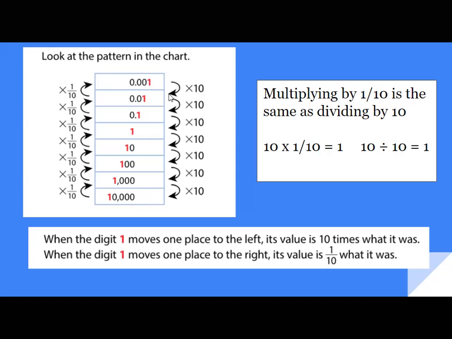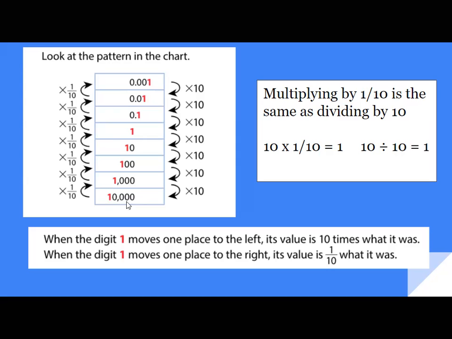So every time we multiply by 10, what is happening to that 1 in our chart? It started in the thousandths place, then it's in the hundredths place, the tenths place, the ones, the tens, the hundreds, the thousands, the ten thousands. So every time we multiplied by 10, that 1 shifted one place to the left. So it increased in value by 10.